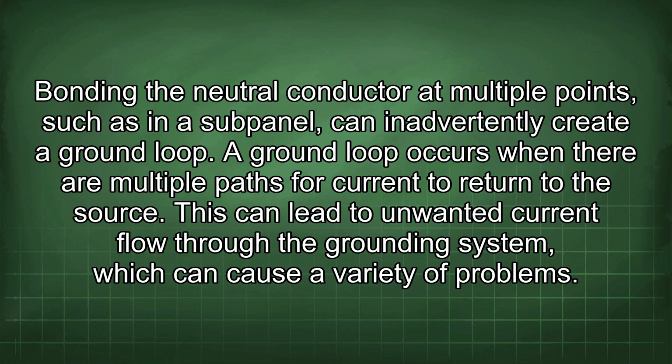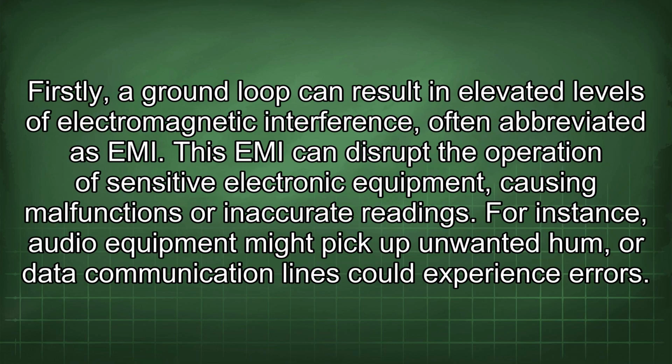A ground loop occurs when there are multiple paths for current to return to the source. This can lead to unwanted current flow through the grounding system, which can cause a variety of problems. Firstly, a ground loop can result in elevated levels of electromagnetic interference, often abbreviated as EMI. This EMI can disrupt the operation of sensitive electronic equipment, causing malfunctions or inaccurate readings. For instance, audio equipment might pick up unwanted hum, or data communication lines could experience errors.